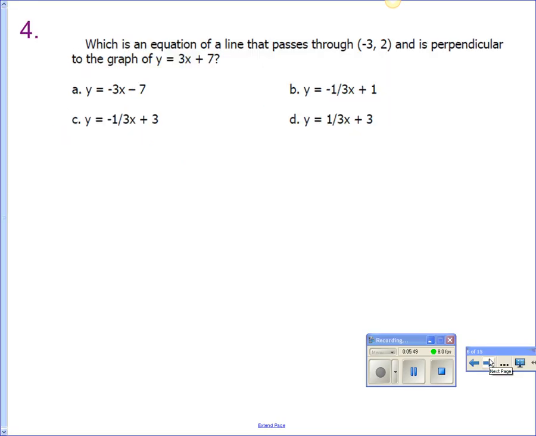All right. Number 4, which is the graph of the line that passes through (-3, 2) and is perpendicular to y equals 3x plus 7? Rebecca, what should I do first?